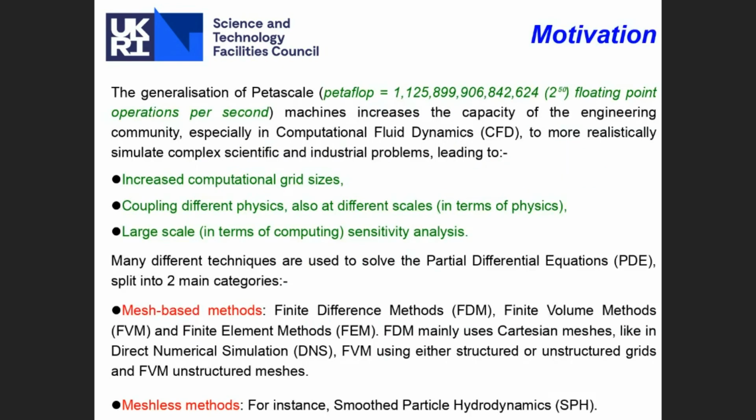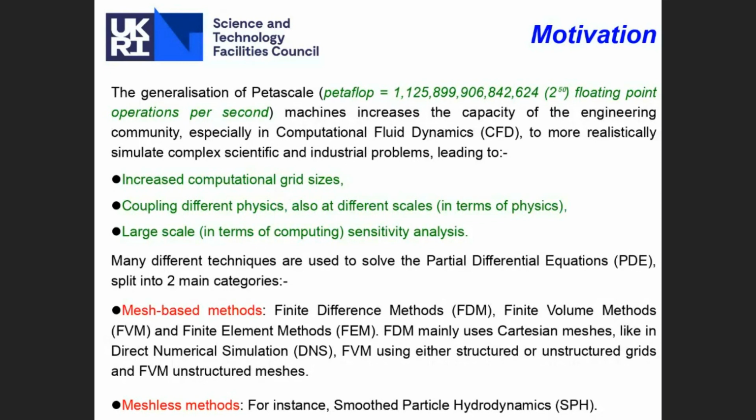So basically, the motivation of this talk is that the current generation of machines are operating at petascale, and exascale should be ready by the end of this year or maybe next year. So petascale corresponds to about 2 to the power 50 floating point operations per second, which is massive. So what do we do when we are doing CFD and we've got access to a full machine like this? There are several options.